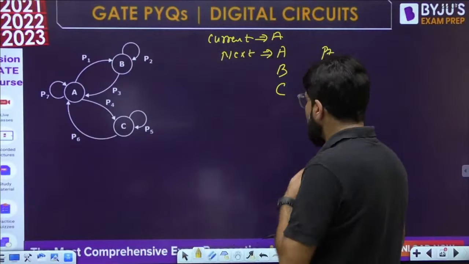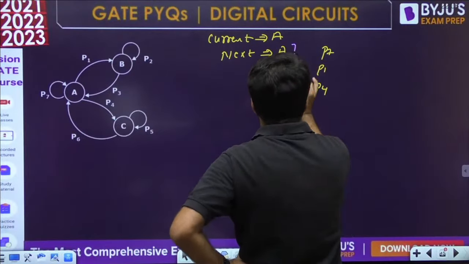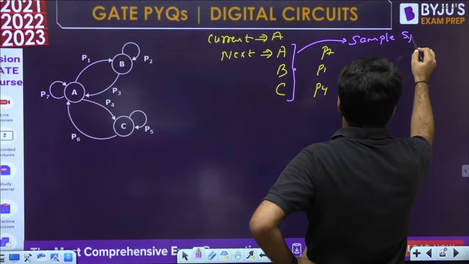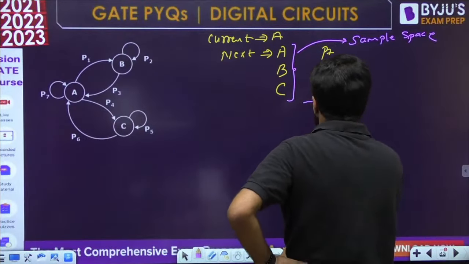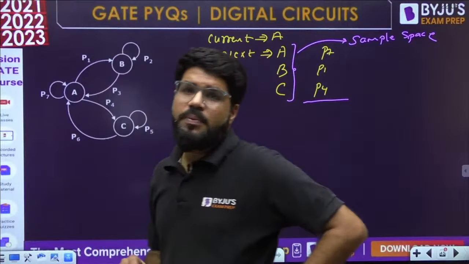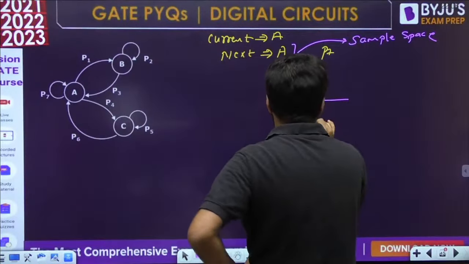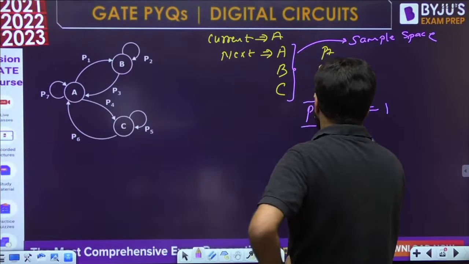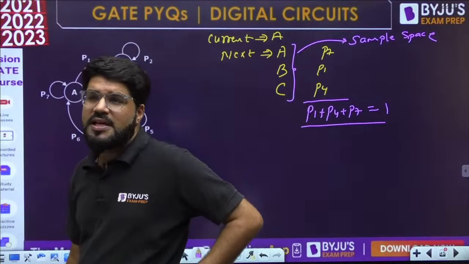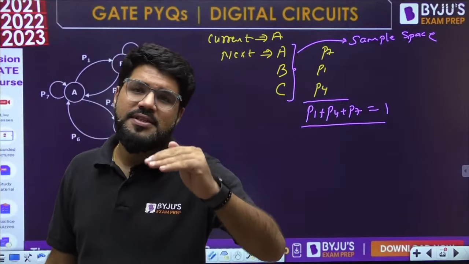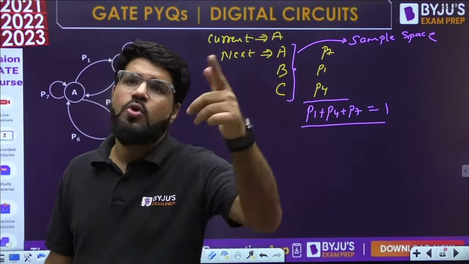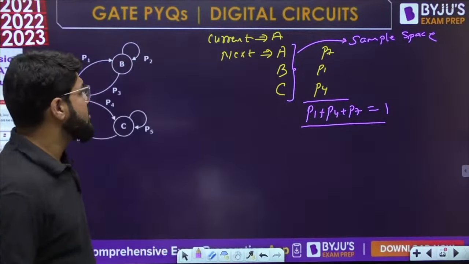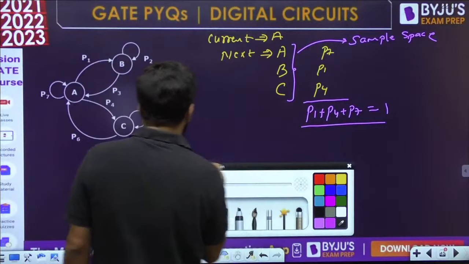This is the list of all possible outcomes. I can say that this is my sample space. The sum of the probabilities of all outcomes in the sample space is equal to 1. So I can say that P1 plus P4 plus P7 should be 1. This has to be 1 because if a device is in state A, it will remain in A or go to B or go to C. There is nothing that can happen other than this.